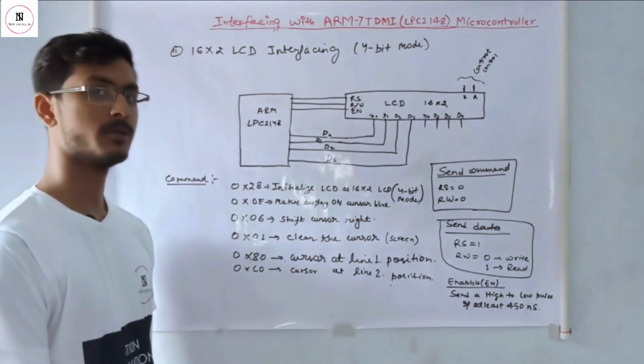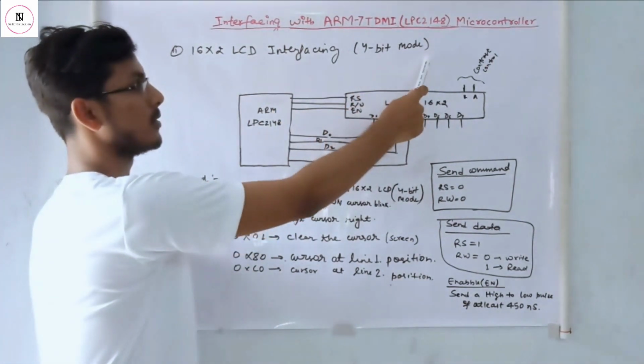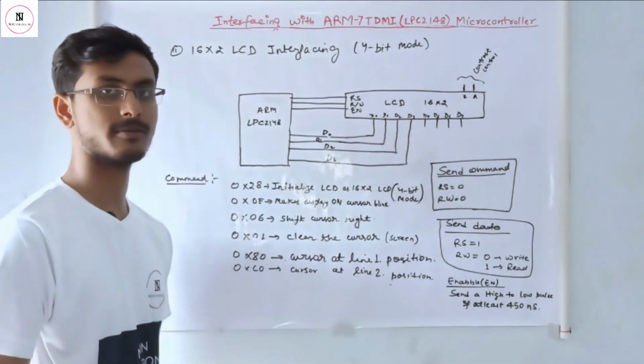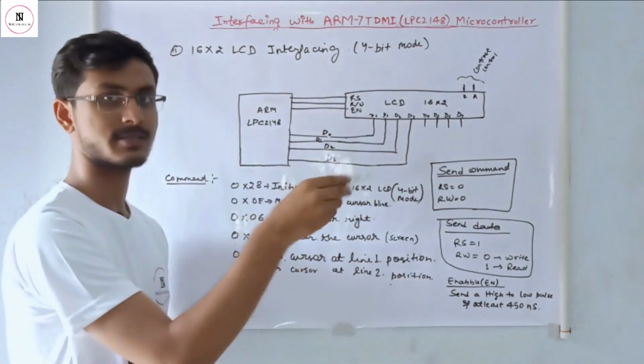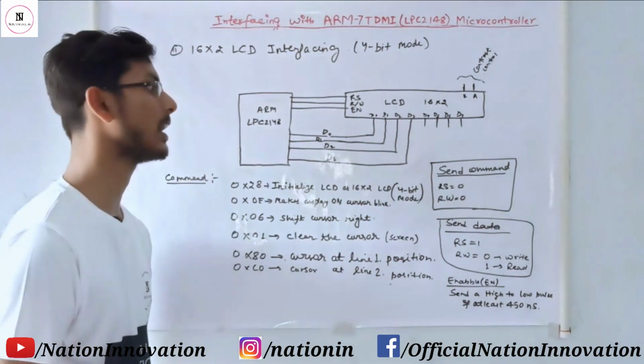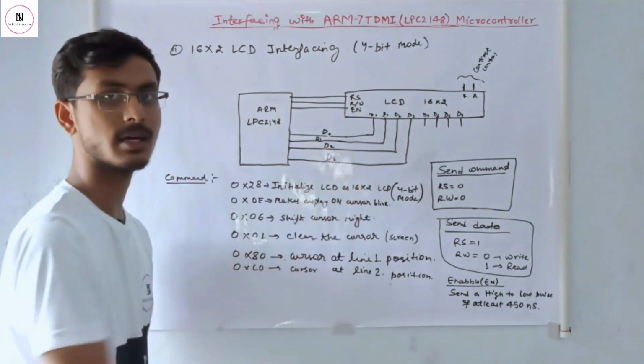Today we are going to interface the 16x2 LCD display in the 4-bit mode. The 4-bit mode means that we are using only 4 bits of the LCD for the data transfer. In the 8-bit mode, we usually do the data transfer with the help of 8 bits, but in the 4-bit mode, data transmission takes place with 4 bits.